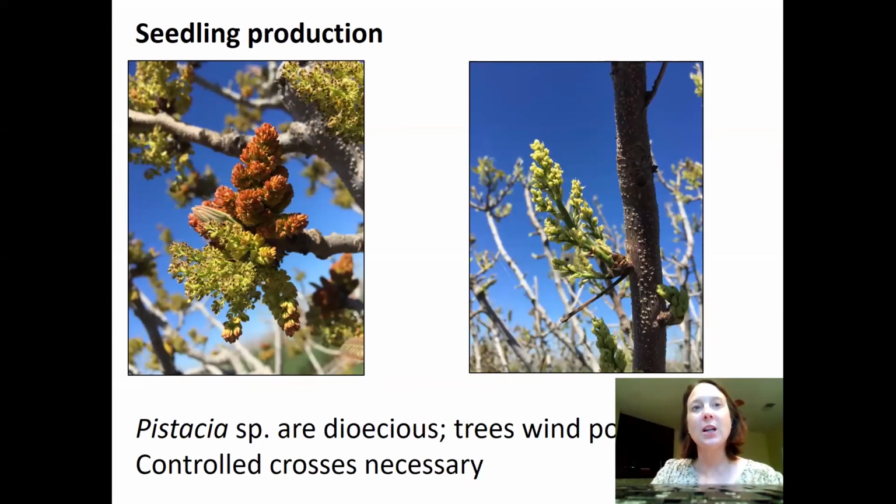Seedling production for pistachio rootstock is a little bit more complex than just harvesting a bunch of nuts and growing them out in a nursery. It requires a level of precision. Pistachio species are dioecious. That term means two houses. And that means that there's a female house or female tree and a male house, male tree. And the trees are wind pollinated. So it's very important that the crosses are controlled.